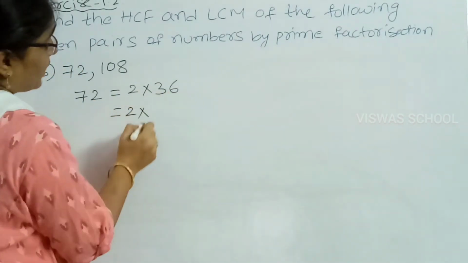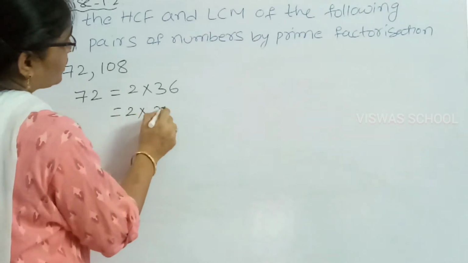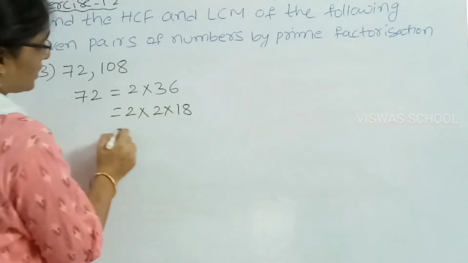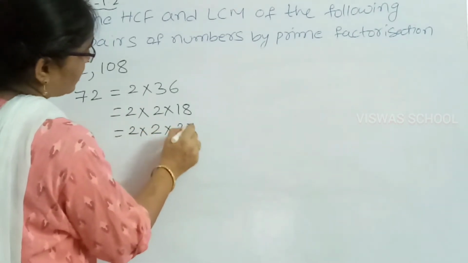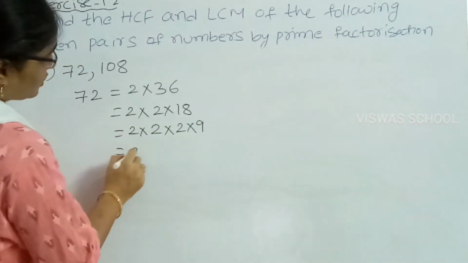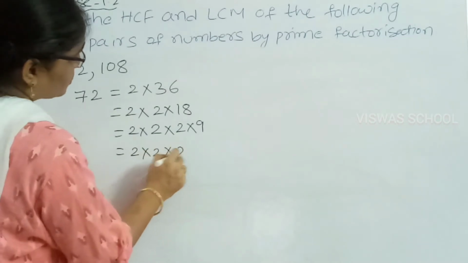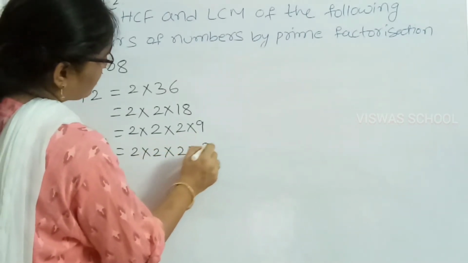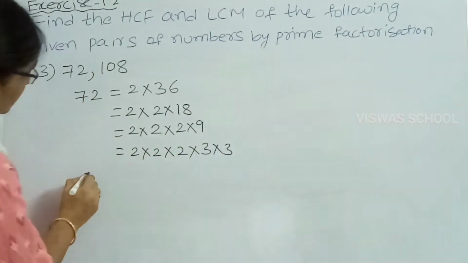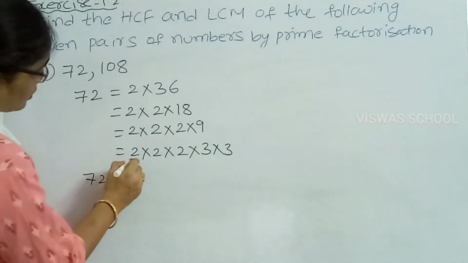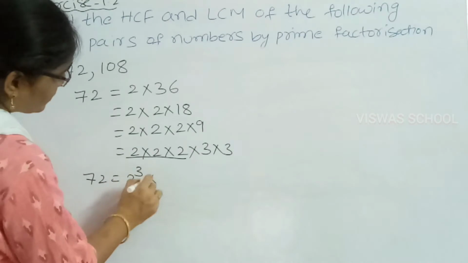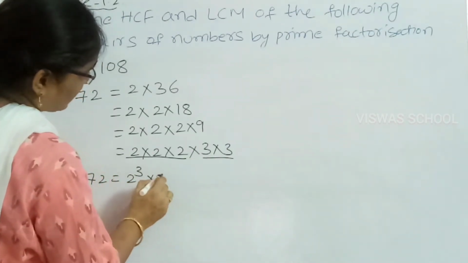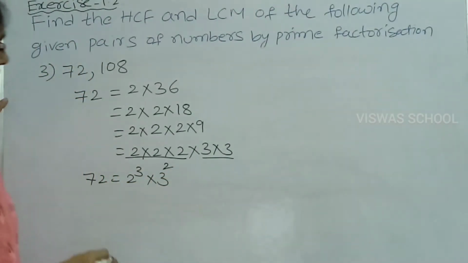Next, how do you write this 36 here? 2 into, 2 18s are 36. Next, 2 into, 2 9s are 18. And next, 2 into 2 into 2 into 3, 3 3s are 9. That is 72 equals, 2 is repeated 3 times, that is 2 cube, and 3 is repeated 2 times, that is 2 cube into 3 square.